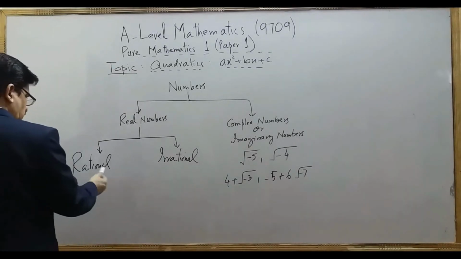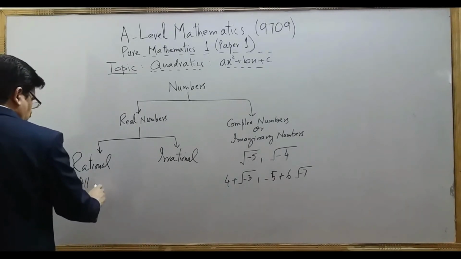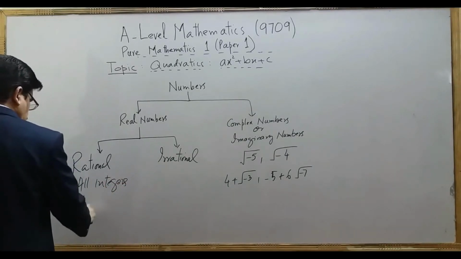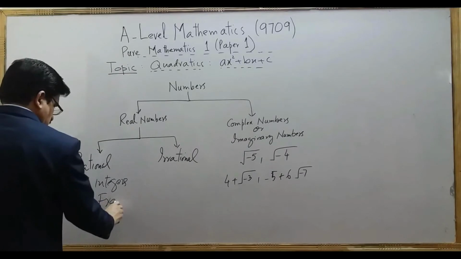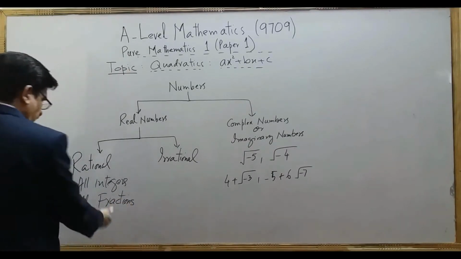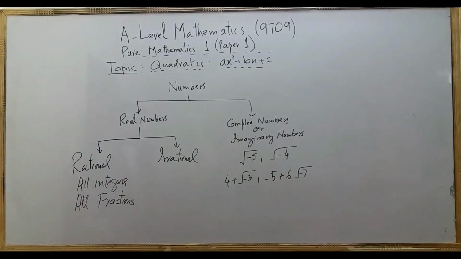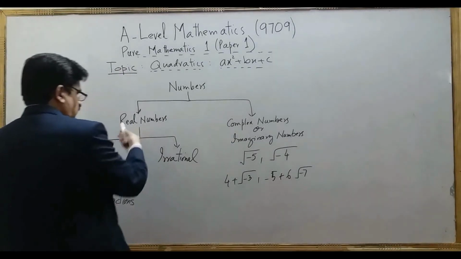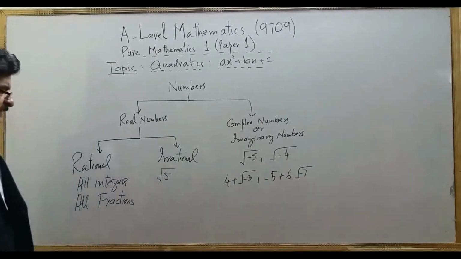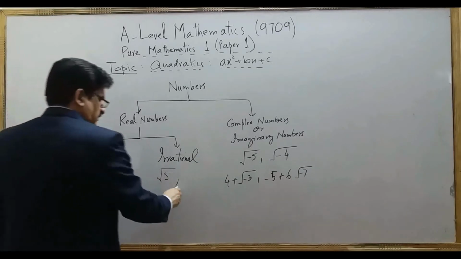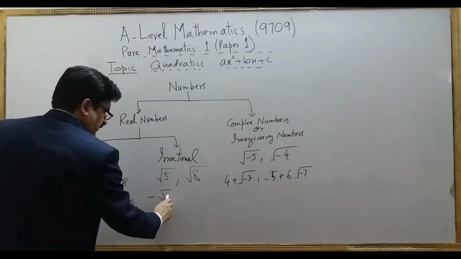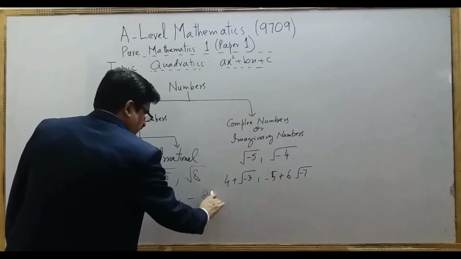We have rational numbers. It includes all integers, all fractions, and also decimal numbers. Irrational numbers are also real numbers. For example, under root 5. They are sometimes not perfect squares. Under root 8. You can have a minus outside.